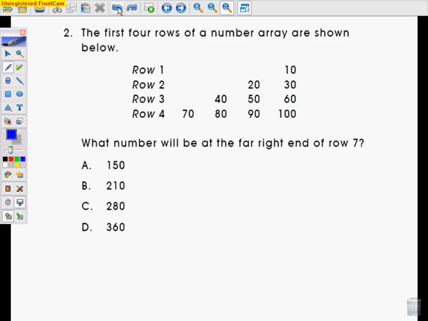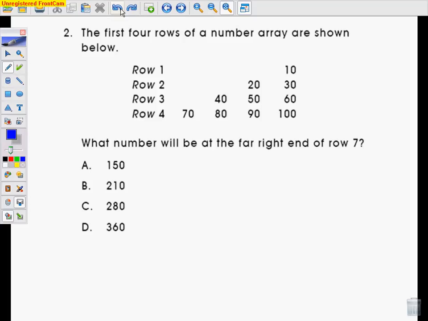Also, you should notice that row 1 has 1 number, row 2 has 2 numbers, row 3 has 3 numbers, row 4 has 4 numbers, and so on. So if we were to keep that pattern going, row 5 would have 5 numbers, row 6 would have 6 numbers, and so on.